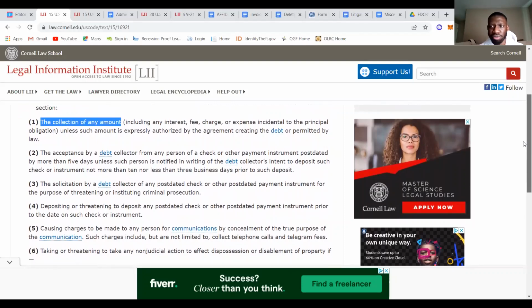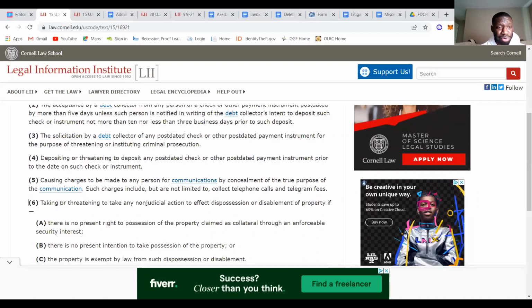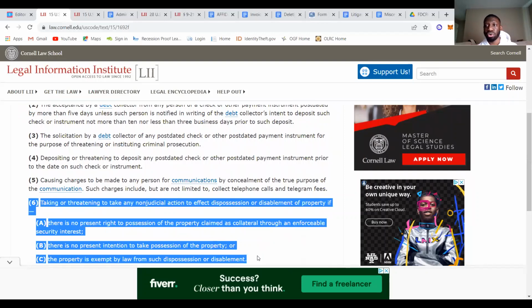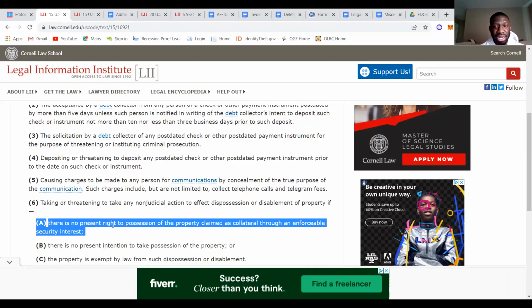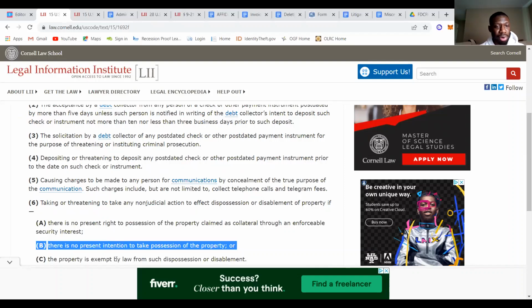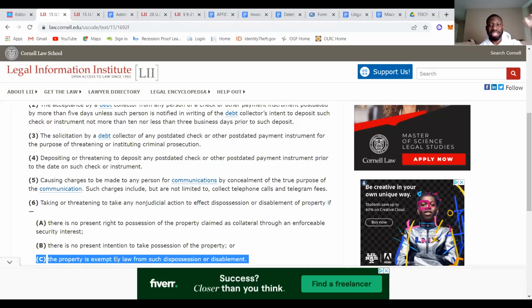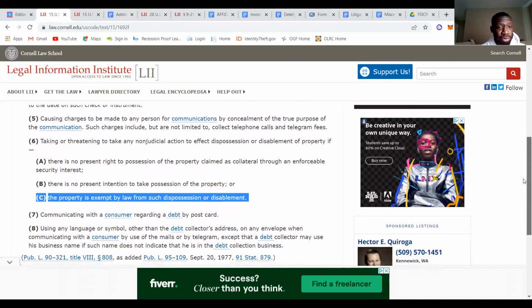And then I want to speak about repos, repossessions. Number 6. Anybody dealing with a repossession, look at 15 USC 1692F number 6. So, taking or threatening to take any non-judicial action. What does non-judicial action mean? A non-judicial action means it's not given by judges. It's not given by the court to effect dispossession or disablement of property if there is no present right to possession of the property claimed as collateral through an enforceable security interest, there's no present intention to take possession of the property, or the property is exempt by law from such dispossession or disablement. So basically, 1692F number 6 is saying that repos are technically illegal. They're not supposed to happen. So if a repossession happens, the court didn't order them to kidnap your property, right? So if you have a repossession, what you want to focus on as far as the FDCPA is 15 USC 1692F number 6. So really pay attention over there.